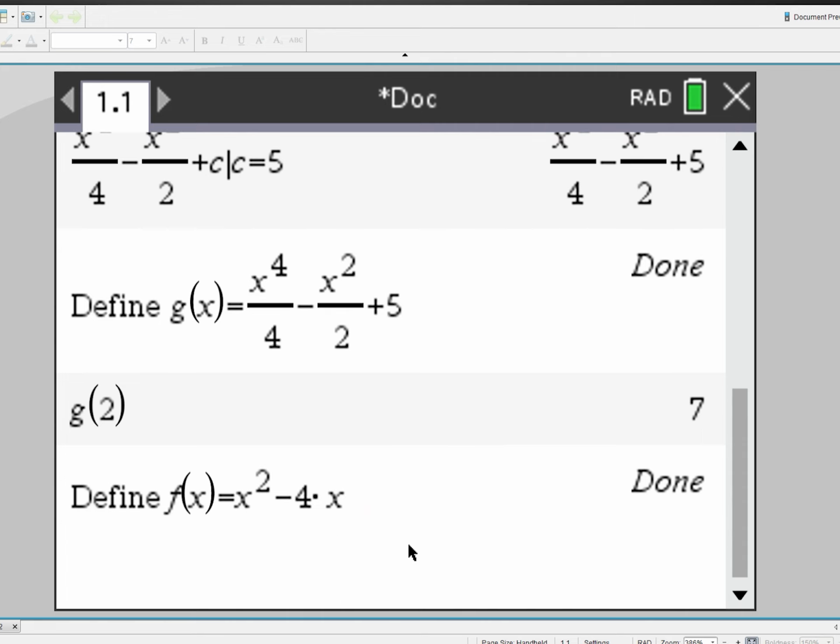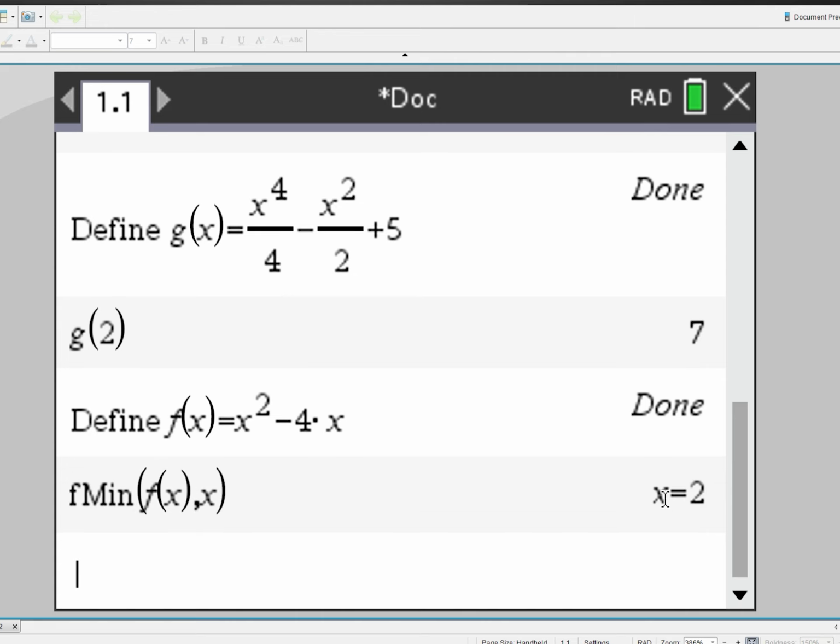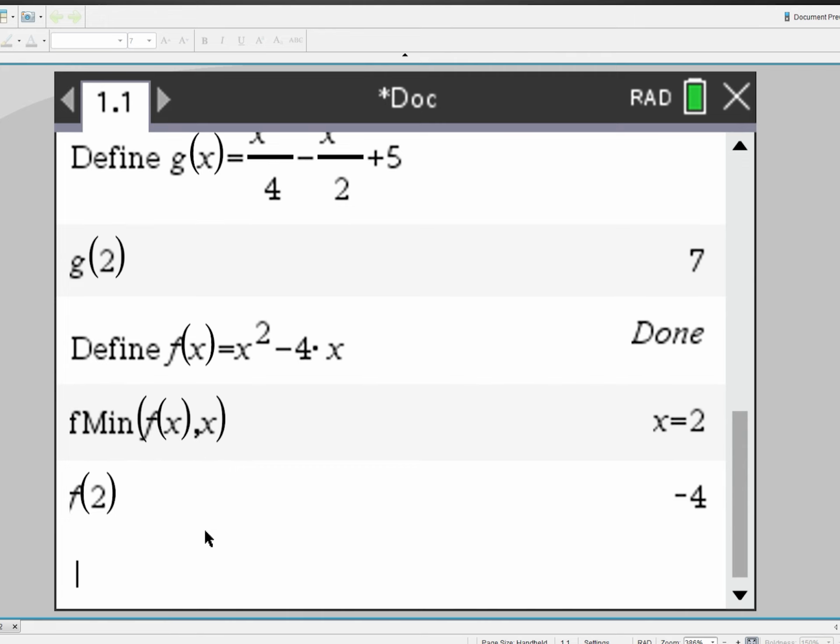Okay, anyway, so we have a function f min, which will tell us, so f of x comma x. So this is the x coordinate where the minimum, or the absolute minimum, of this graph or function will happen. So f of 2, so minus 4. So our range for f of x will be minus 4 all the way to infinity, as this is a positive quadratic. And for this one, let us just quickly graph this.